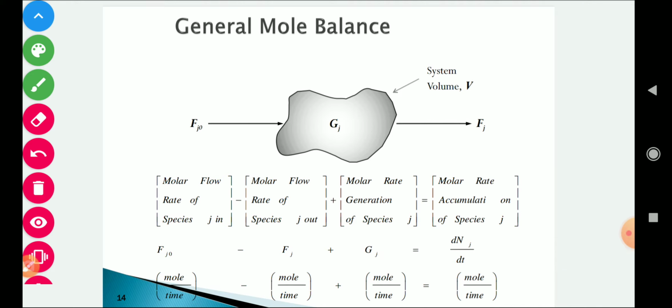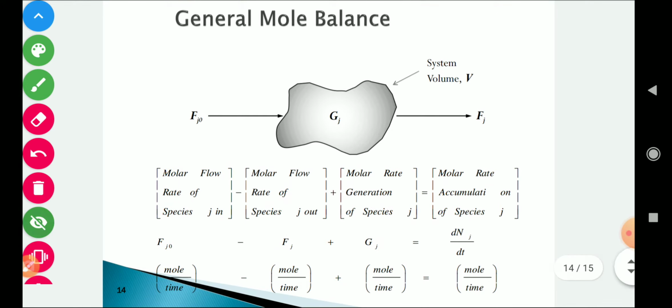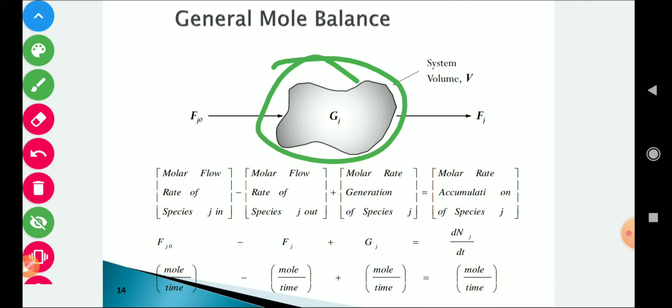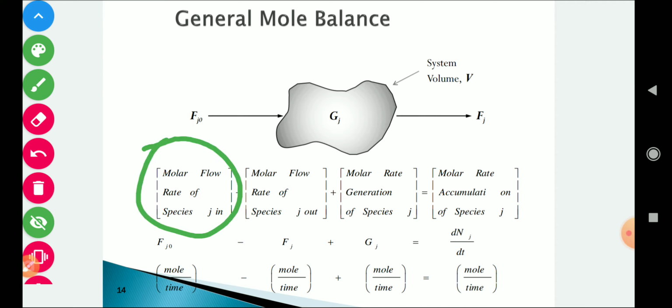Now, for designing a chemical reactor you need to apply a mole balance on the reactor. This is one example. If you have a controlled volume in which a chemical reaction is occurring and you want to apply a material balance, then the material balance will be equal to the molar flow rate of species J into the reactor, minus the molar flow rate of species J out of the reactor, plus the molar rate of generation of species J, equal to the molar rate of accumulation of species J.